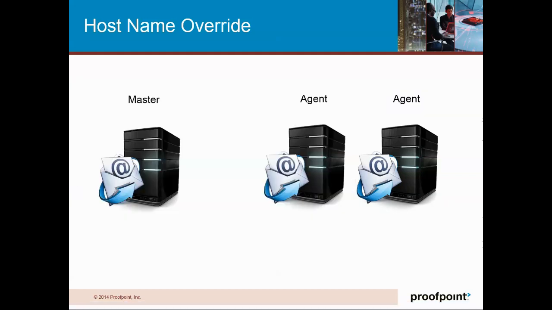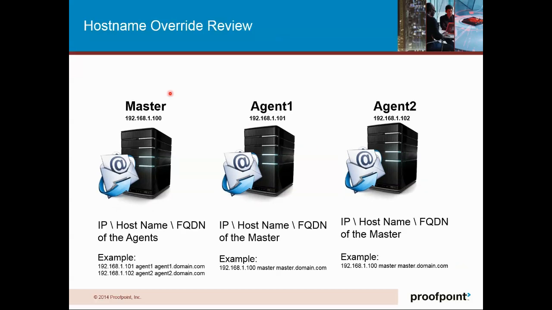So I'd like to also review the host name override in another way to help better understand it. Right now we have this master with this IP address of 192.168.1.100. The agents have 101 followed by 102 respectively. And inside the settings that we just reviewed in the host name override, the master needs to know how to find the agent. So in the master, we would have applied all of the IP addresses of those agents.